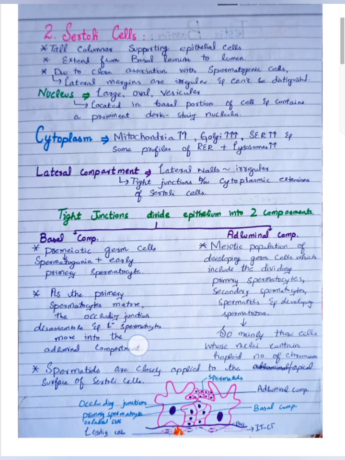Now, as the primary spermatocytes mature, the occluding junctions disassemble and primary spermatocytes move into the adluminal compartment. The spermatids are closely applied to the surface of the Sertoli cells. The adluminal compartment contains the meiotic population of developing germ cells, which include the dividing primary spermatocytes, secondary spermatocytes, spermatids and developing spermatozoa. So mainly the cells whose nuclei contain the haploid number of chromosomes are included in the adluminal compartment.